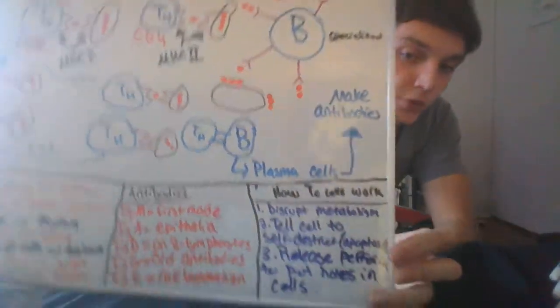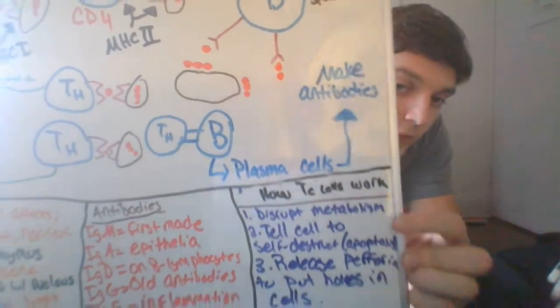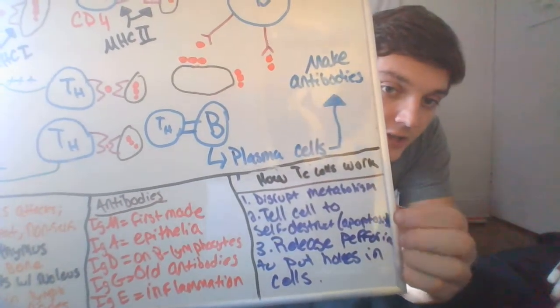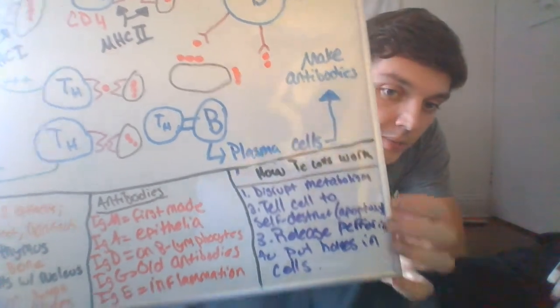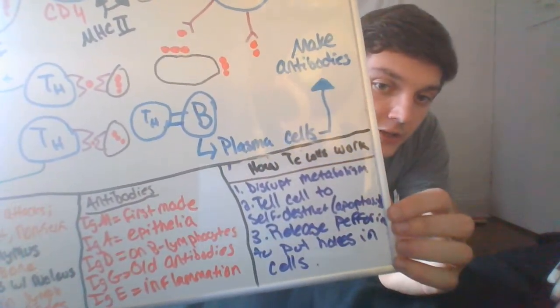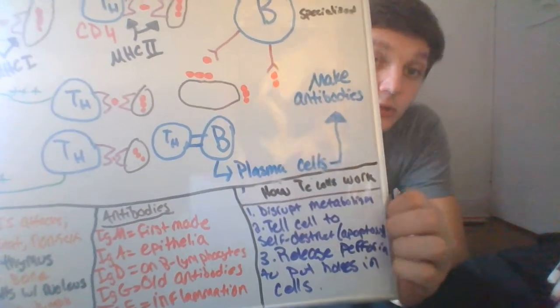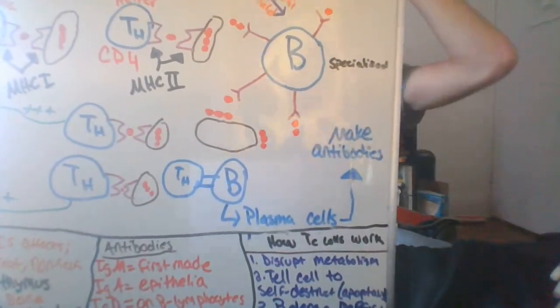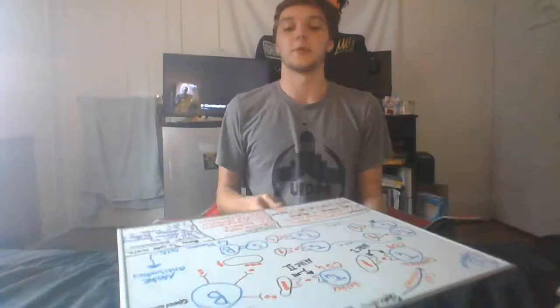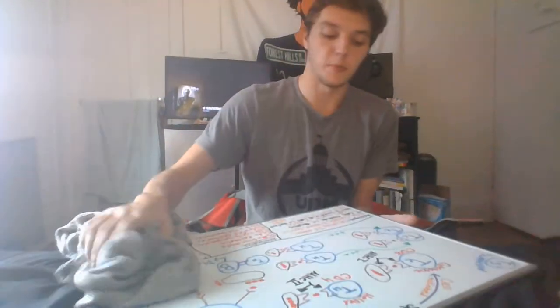So that's down here in this bottom left corner here where my how antibodies were. So again, we have disrupt metabolism. We're going to have tell that cell to self-destruct, apoptosis. That's terrible spelling, my bad. And then we have release perforin, and that's going to put holes in your cell, in your target. Not cell, but target cell. Same thing. Okay. So yeah, that's your 3 lines of defense and immunity.